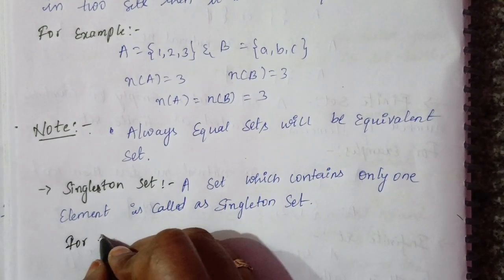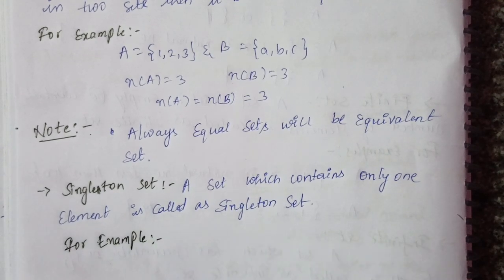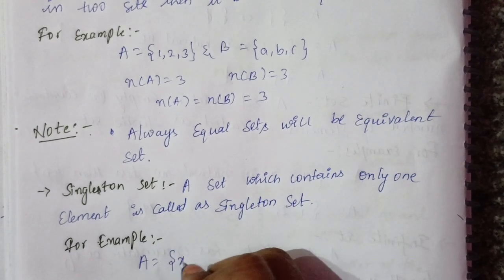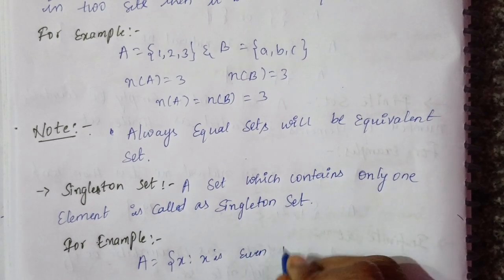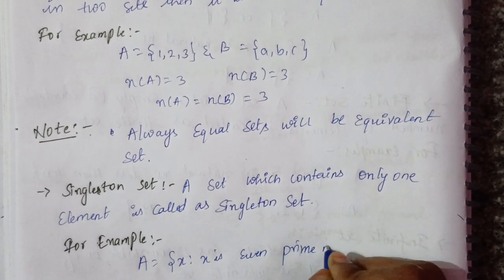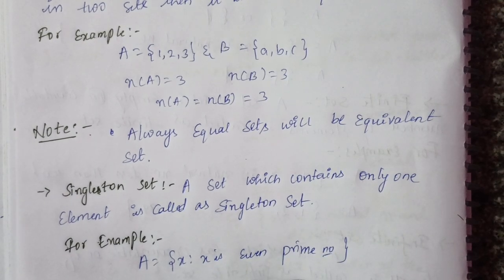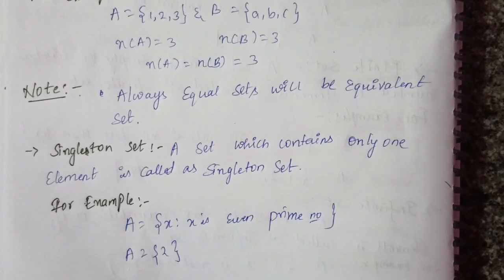For example, if we take A is equal to x, where x is an even prime number. Even prime number means what? x is 2. This 2 is a set which contains only one element, so we call it a singleton set. These are the types of sets.